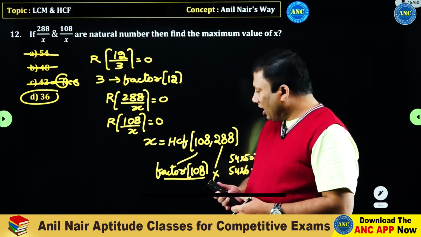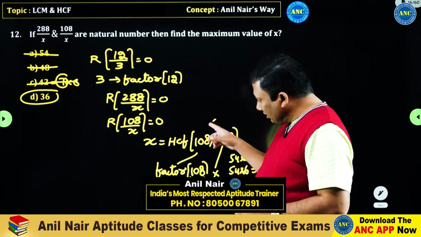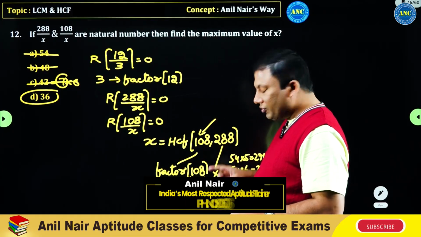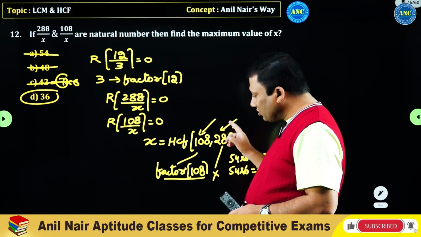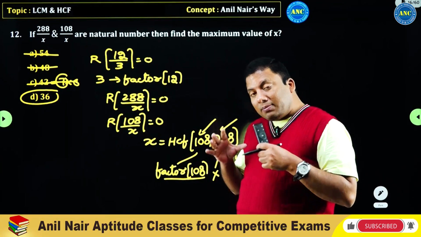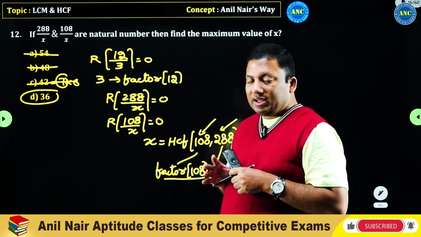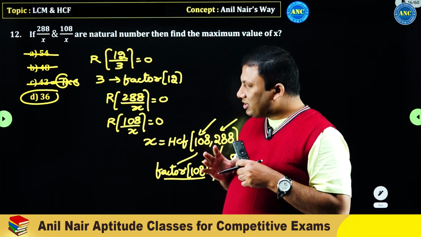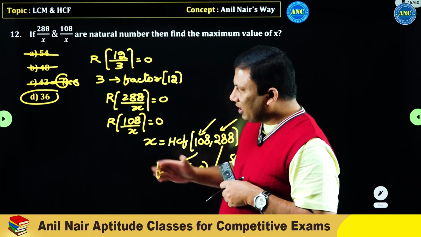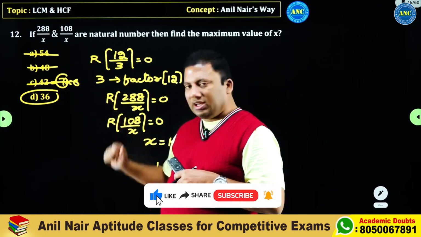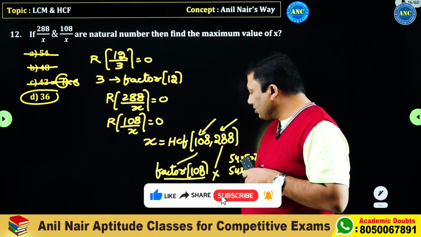Are you all with me? Or another way to look at it: the digital sum of 108 is 9 and the digital sum of 288 is also 9. Both the numbers have digital sum 9 and I am doing HCF, so the answer has to have digital sum 9. Option B out, option C out.